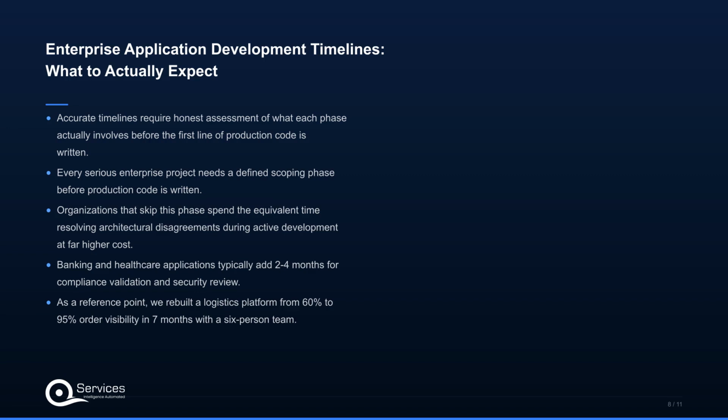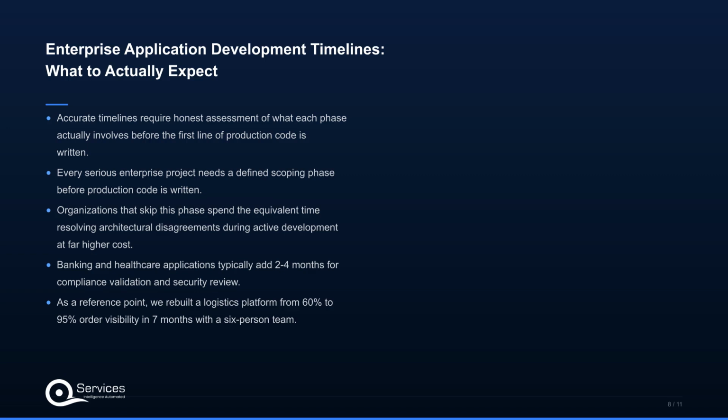Every serious enterprise project needs a defined scoping phase before production code is written. We run a structured 5-day blueprint sprint to define technical architecture, integration requirements, compliance constraints, and a work breakdown structure. Organizations that skip this phase spend the equivalent time resolving architectural disagreements during active development at far higher cost.